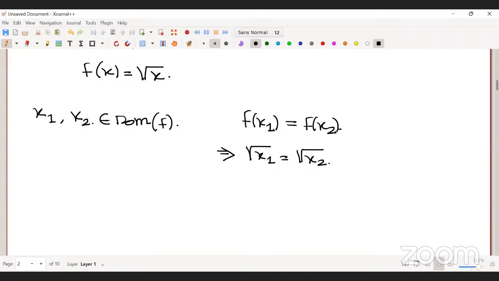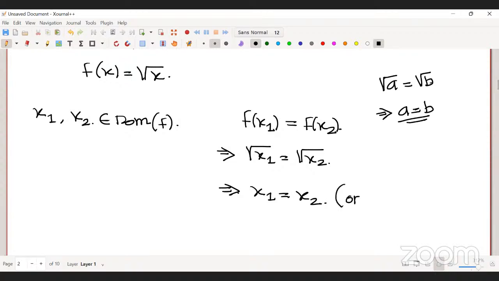So when I'm saying the square root of x1 and the square root of x2 are the same, if I take the square, then they should also be the same, right? If the square root of a is equal to the square root of b, then if I take their squares, they are also the same. So if I take the square here, I'll get x1 is equal to x2. Okay, so it's more or less easy. That means my function is 1-1.